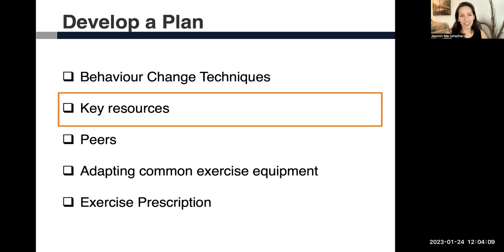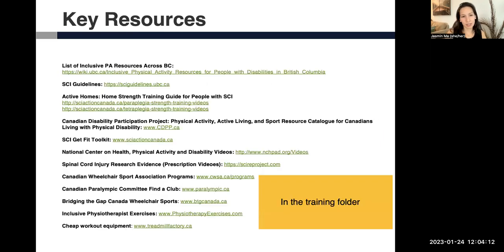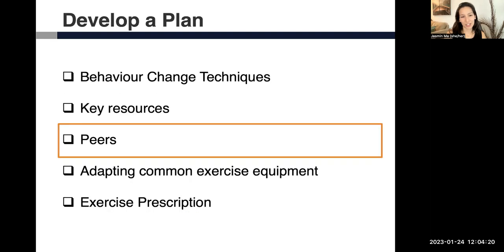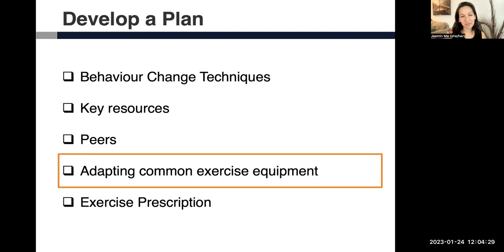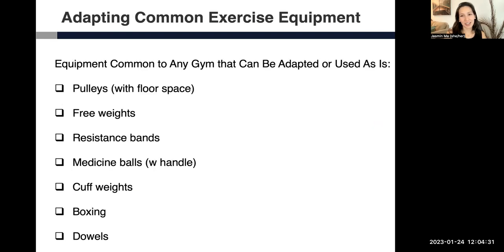Okay, so that's behavior change techniques. In terms of our key resources, we've compiled a list of resources for you, and you can take a look at that in the training folder. And of course, the SCI BC info line, they've got lots of information there. Peers, I don't have to talk about that with you all. You are already the experts here. So we'll move on from that one. And then adapting common exercise equipment.